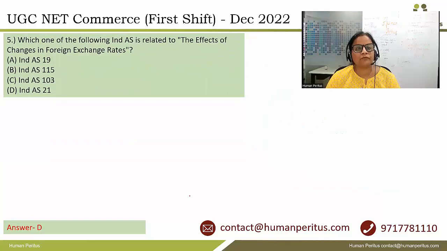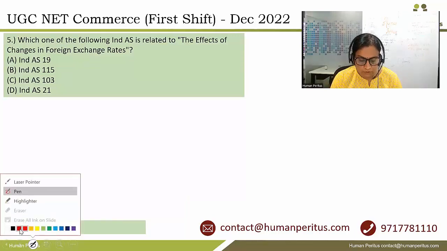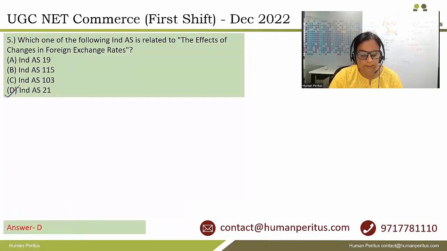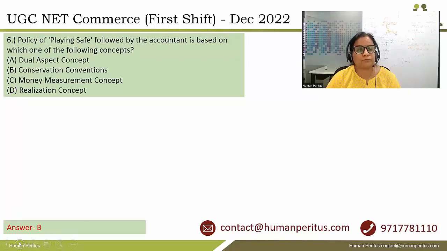The question is, which one of the following Ind ASs is related to the effects of changes in foreign exchange rates? So the question relates to Ind accounting standards, right? So the answer option to this question is D, Ind AS 21. Okay. Next question. The policy of playing safe followed by the accountant is based on which one of the following concepts? So basically this is related to the conservatism principle of accounting, wherein we have to provide for all future losses but not for future gains. So the answer option to this question is option B.